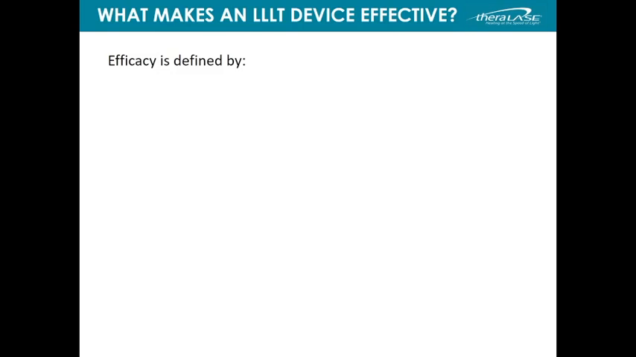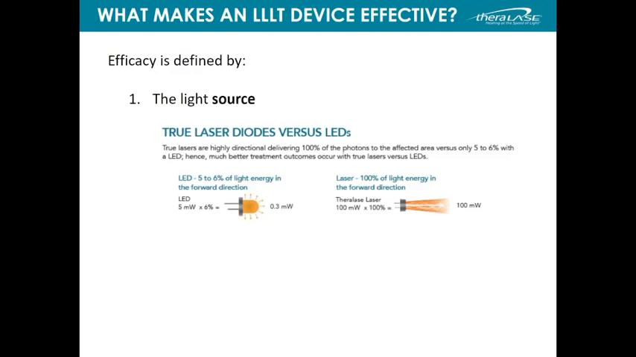So when we talk about the effectiveness or the efficacy of a low-level laser device, the efficacy is defined by several things, one of which is the light source. When we talk about the light source, we talk about true laser diodes versus LEDs. There are significant differences between these two light sources, and an LED is simply not as effective as a laser diode, and there are actually several clinical studies that compare them side by side. The laser diode has always come out ahead, and that's because of the principles of light known as collimation and coherence. You can see in the image there, with an LED light the photons are not going to travel in the same direction at the same time.